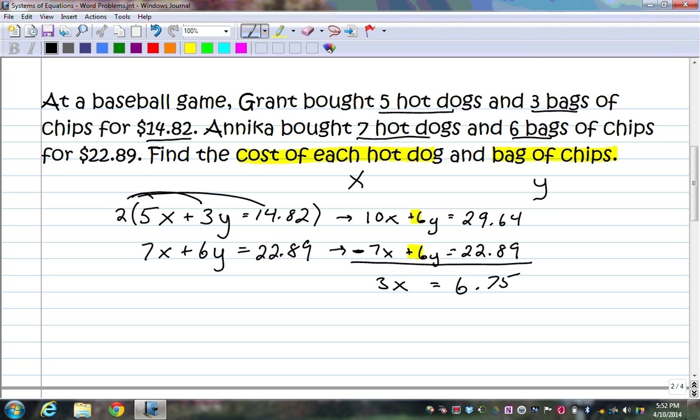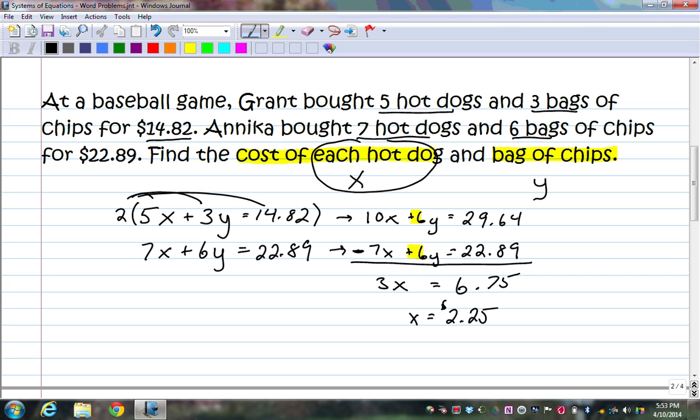Okay. And then I divide both sides by 3, and x is 225. Now remember, we were talking about cost, so technically that should have a dollar sign in front of it, okay? Now, what does that 225 represent? Well, look back up at our problem, and it's the cost of the hot dogs. Great. Now let's find out how much the chips are.